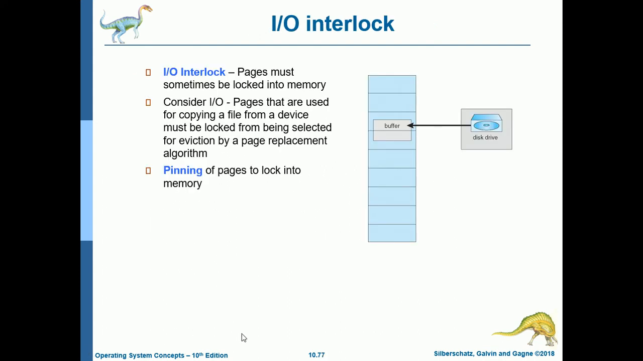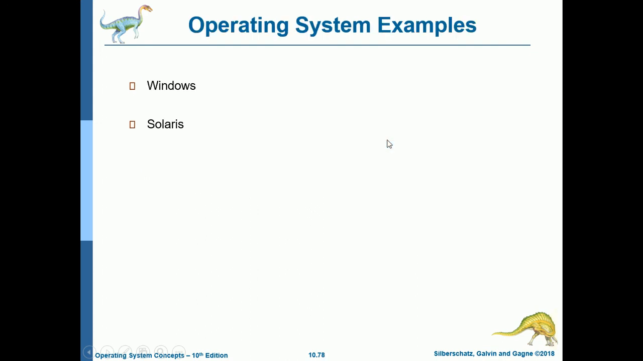Next we have the I/O interlock. Pages must sometimes be locked into memory. Consider I/O pages that are used for copying a file from a device: they must be locked from being selected for eviction by a page replacement algorithm, as in this illustration. This is pinning of pages to lock them into memory. For example, this drive is using this part of memory, so it will be pinned for the meantime while the disk drive is using this part of memory.